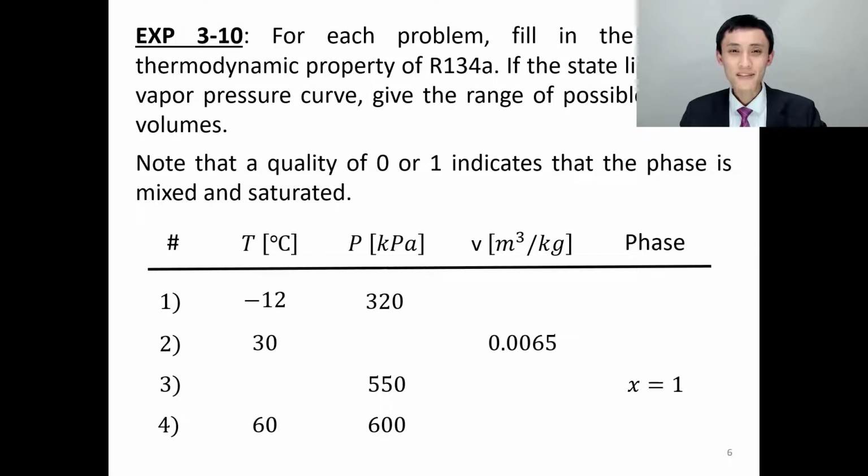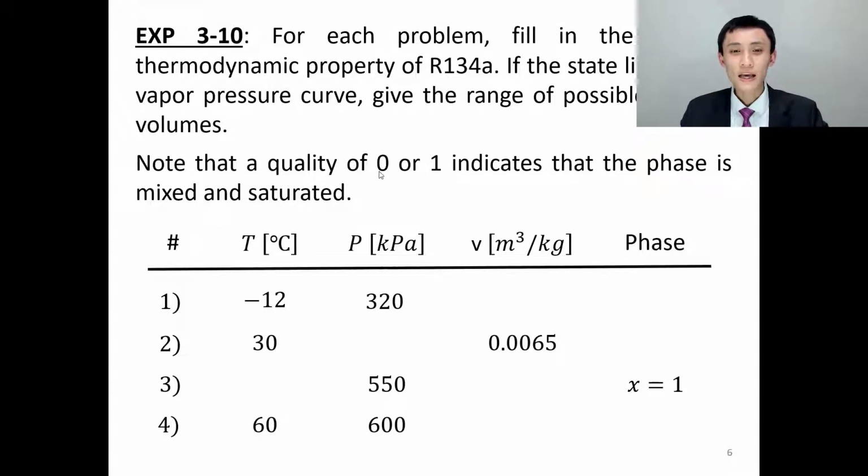Okay, so the problem says for each problem, fill in the missing thermodynamic property for R134a. So it's no longer H2O, it's R134a. So you are going to look up tables A11, 12, and 13, no longer A4, A5, A6, because the substance is R134a. It also says if the state lies on the vapor curve, then give the range of possible specific volumes.